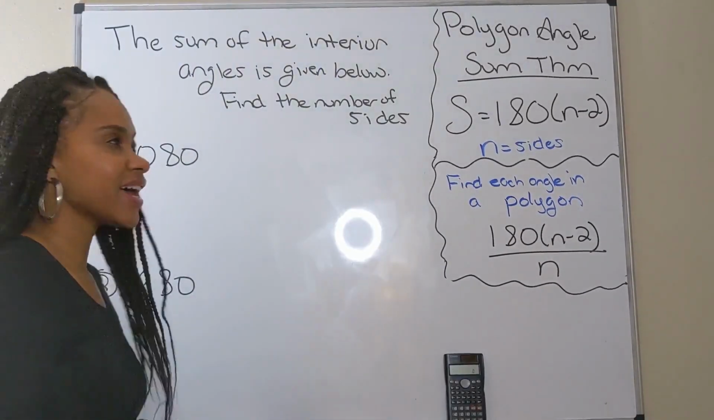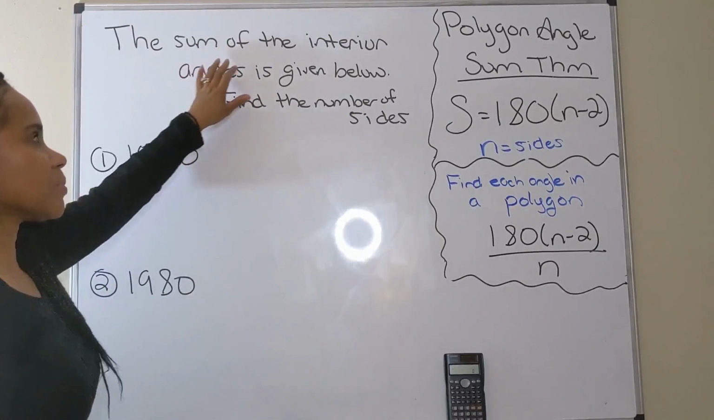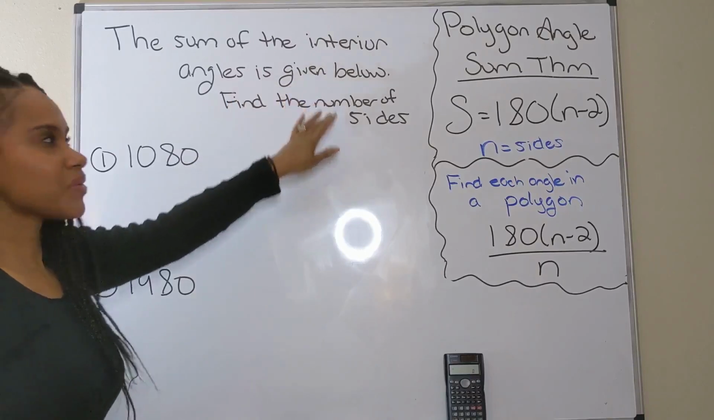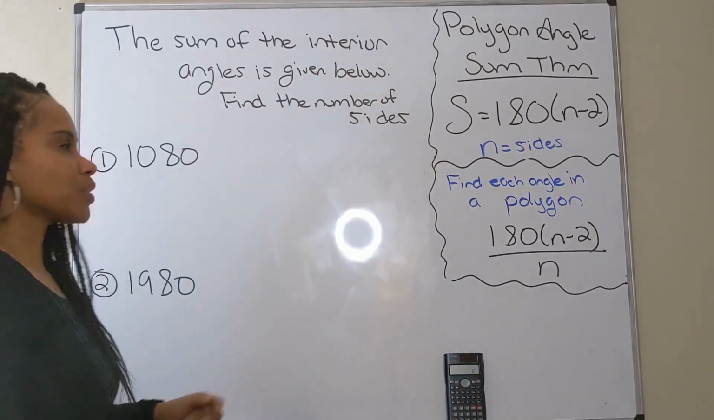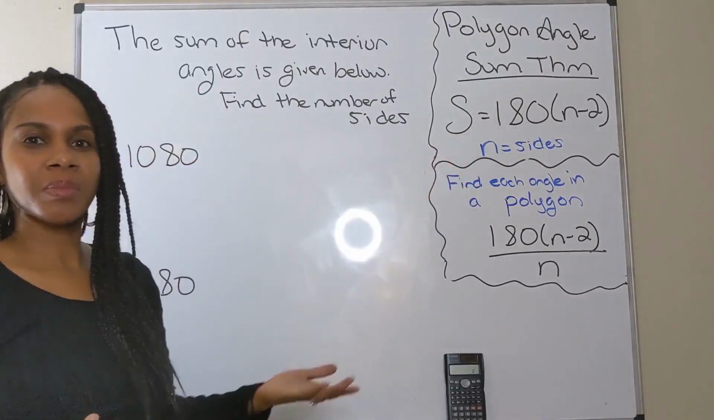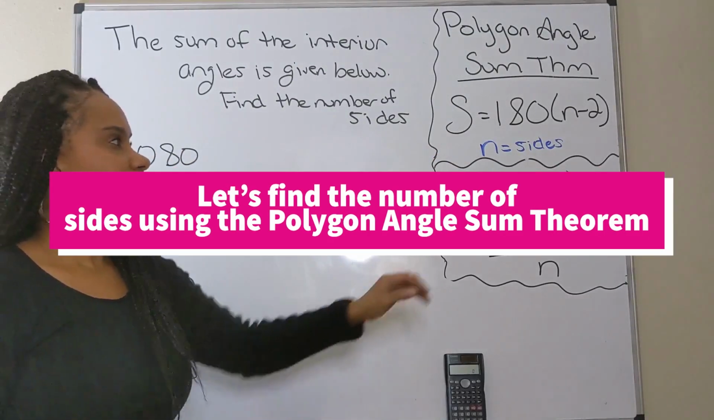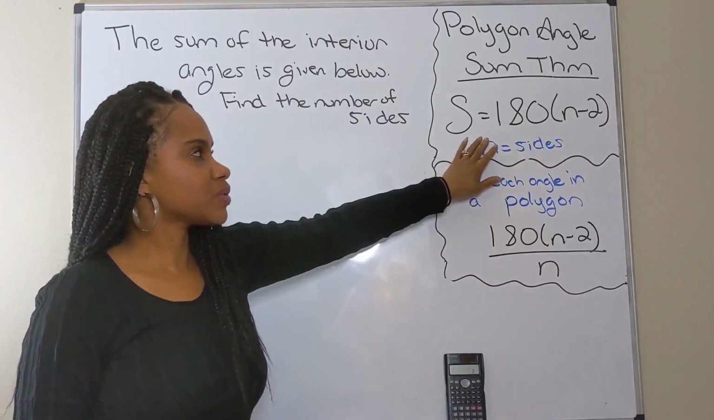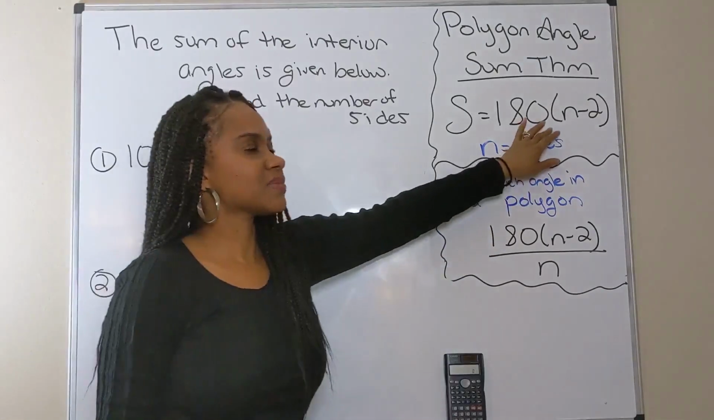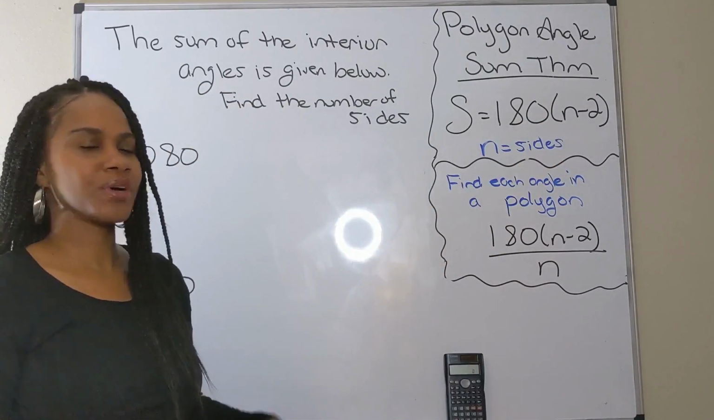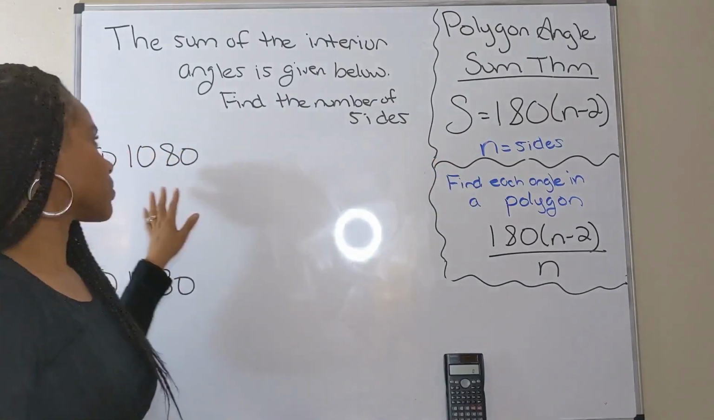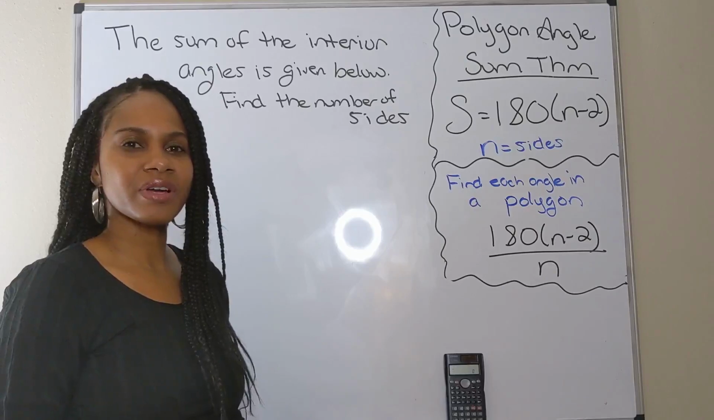All right, so let's try these last two problems. It says the sum of the interior angles is given below. Find the number of sides. And so we're given the sum of the angles. We want to find n, or the number of sides. And so we're going to use the same formula. Sum equals 180 times n minus 2. But instead of plugging in the number of sides, because we don't have that, that's what we're looking for, we're going to plug in our sum, because that is what we're given, and then we're going to solve for n.